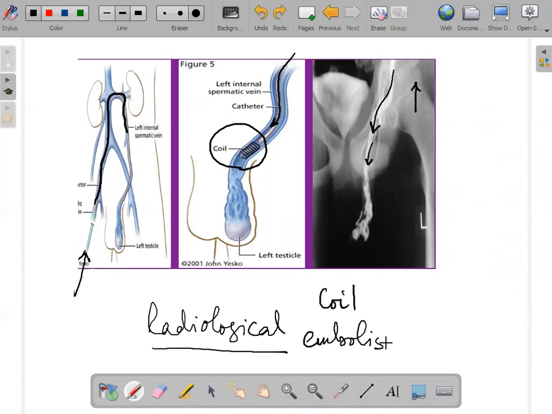So with this, we have finished the varicocele.